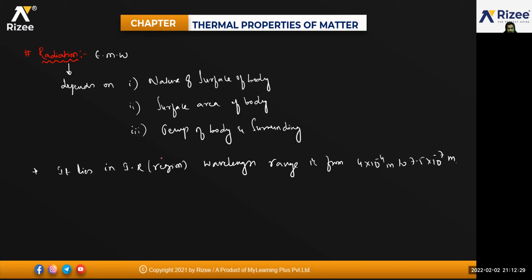This electromagnetic radiation lies in the infrared region, and the wavelength ranges from 4 into 10 to the power of minus 4 meters to 7.5 into 10 to the power of minus 7 meters, and it travels with the speed of light.